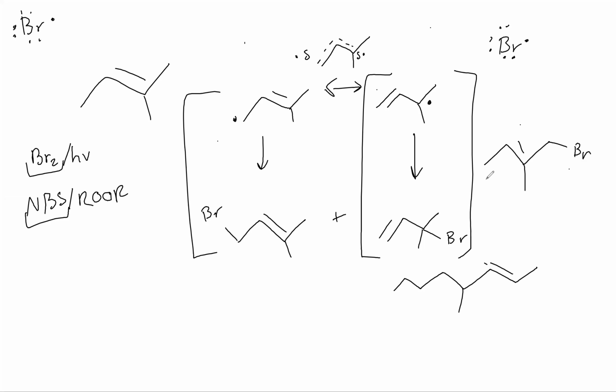Somebody asks, would using NBS and ROOR add anti-Markovnikov? And funny you should ask that. We're just about to get into that. So what you're asking about is radical addition versus ionic addition. NBS and ROOR would not really be used for radical addition. Usually we'll use something like HBr with light or ROOR in order to do that radical addition, because NBS doesn't really give off any hydrogens.